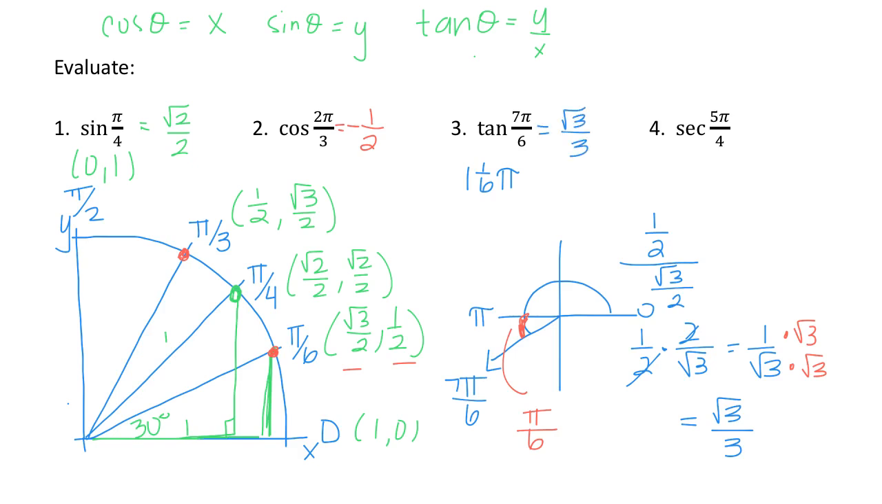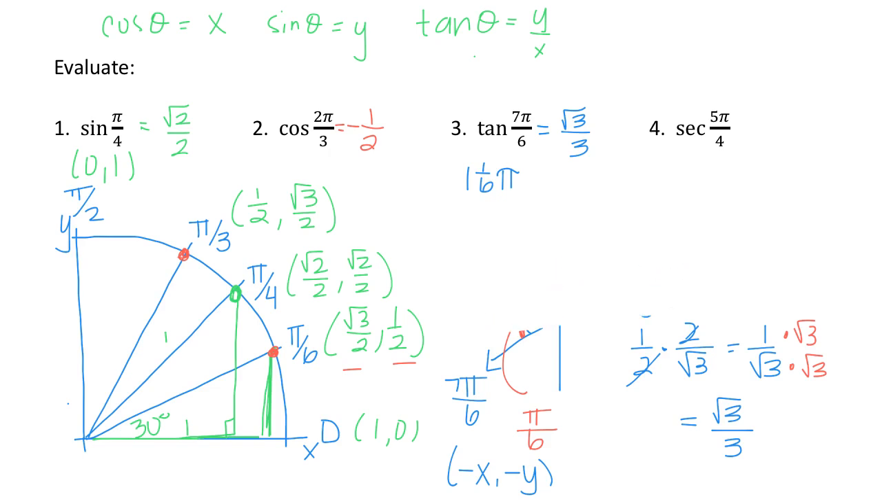I just want to double check if my answer should be positive or negative. I was in the third quadrant where the x value is negative and the y value is negative. So I was really doing a negative divided by a negative. So my answer is still positive because a negative divided by a negative is positive.